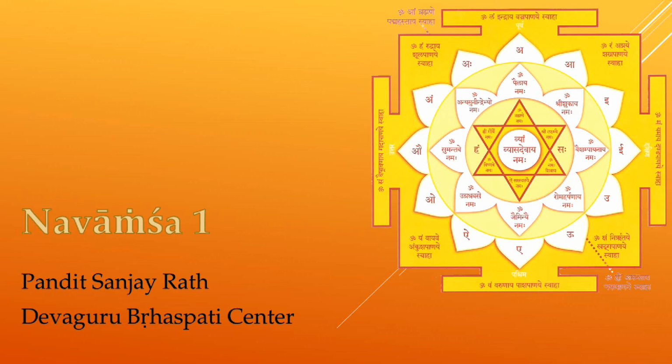So for example, if Moon is Vargottama, she is emotional. If Venus is Vargottama, she is very artistic. I have Mercury Vargottama, I am a good writer. Perhaps I can speak well. Jupiter Vargottama, he is very intelligent. Sun Vargottama?